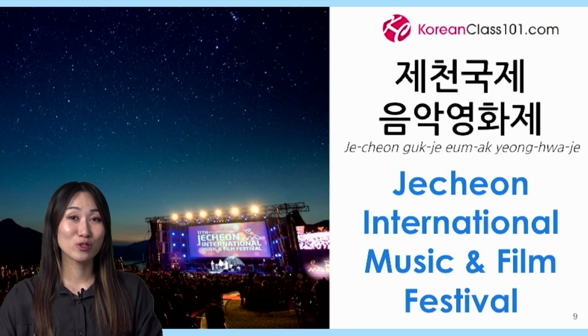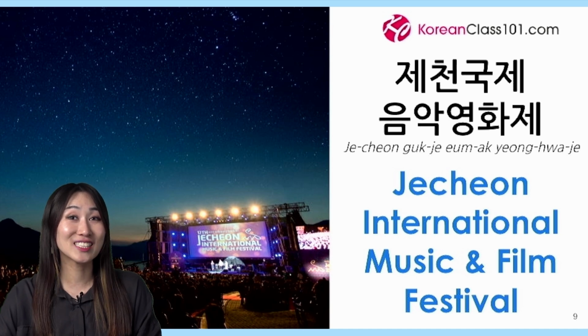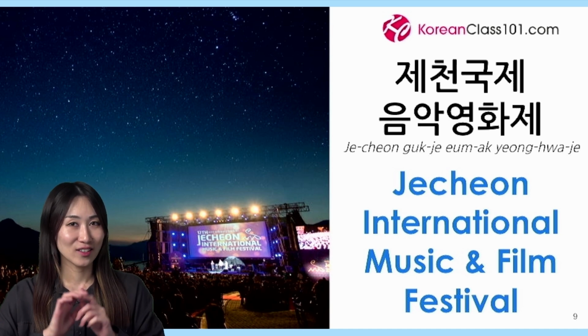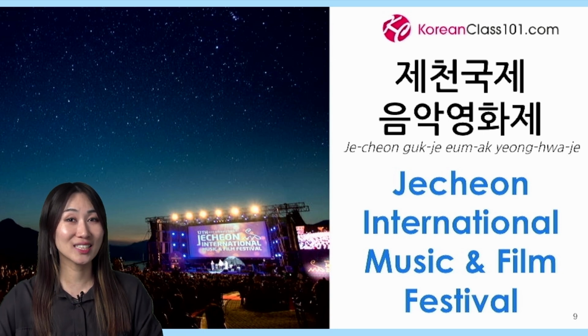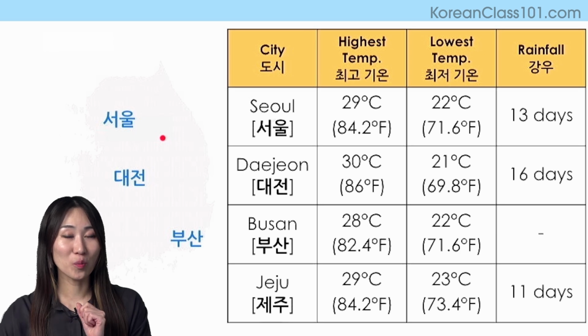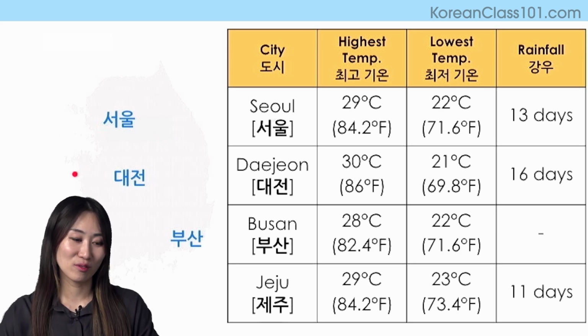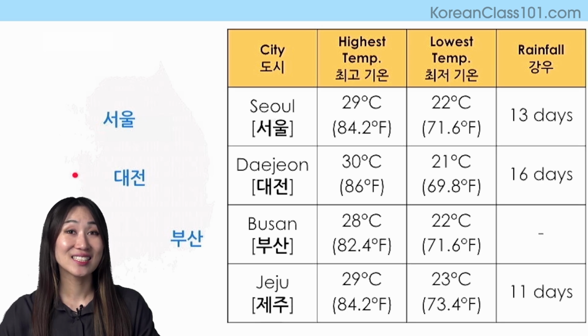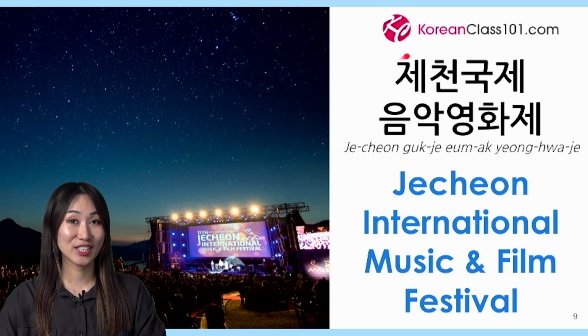Next festival that I want to introduce is this 제천 국제 음악 영화제. The name is long. 제천 국제 음악 영화제. This 제천 is the name of the city. So 보령 that I just mentioned is around like this. And the 제천 festival that I'm going to mention is, ta-da, located here, around here. Yes. So 제천, the name of the city. And 국제 means international.